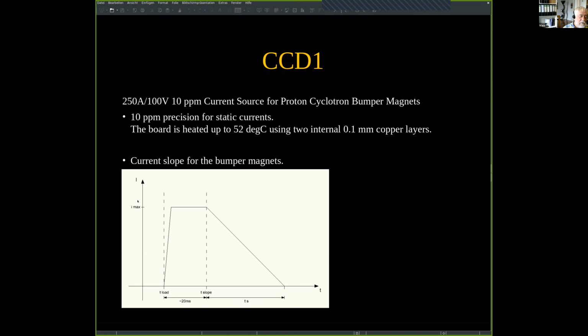Unfortunately, I don't have any photos of the entire power supply or even of the board. So the only thing I could find is the slope that the current signal has to go through if new protons have to be created. And so there is a steep increase, then a pedestal for a while, about 20 milliseconds. And then there must be an ultra precise falling slope at the end. But this is not the only thing that the board needed to do. It had several DACs and ADCs, and also a very high precision 24-bit ADC in order to calibrate the system and the static currents as part of the boot procedure of the board.